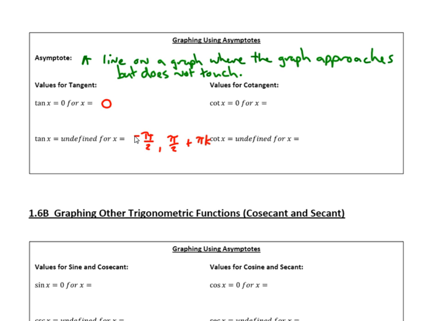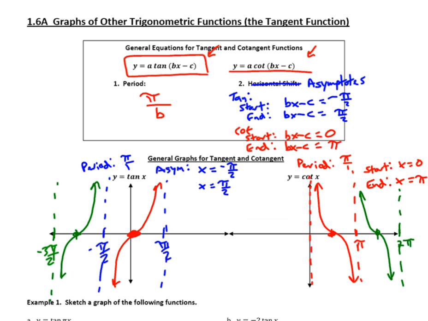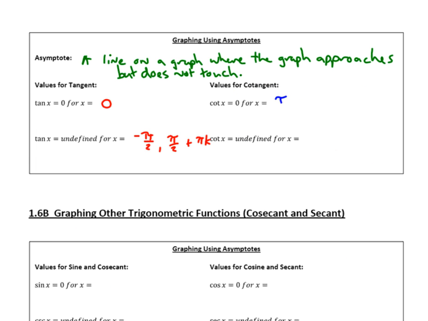The cotangent values, so we look at the cotangent graph. We want to know when that's equal to 0. Cotangent is equal to 0 here at pi over 2. And the cotangent is undefined for x's where those asymptotes are. They're at 0 plus every pi after that, so that's 0 plus pi k.